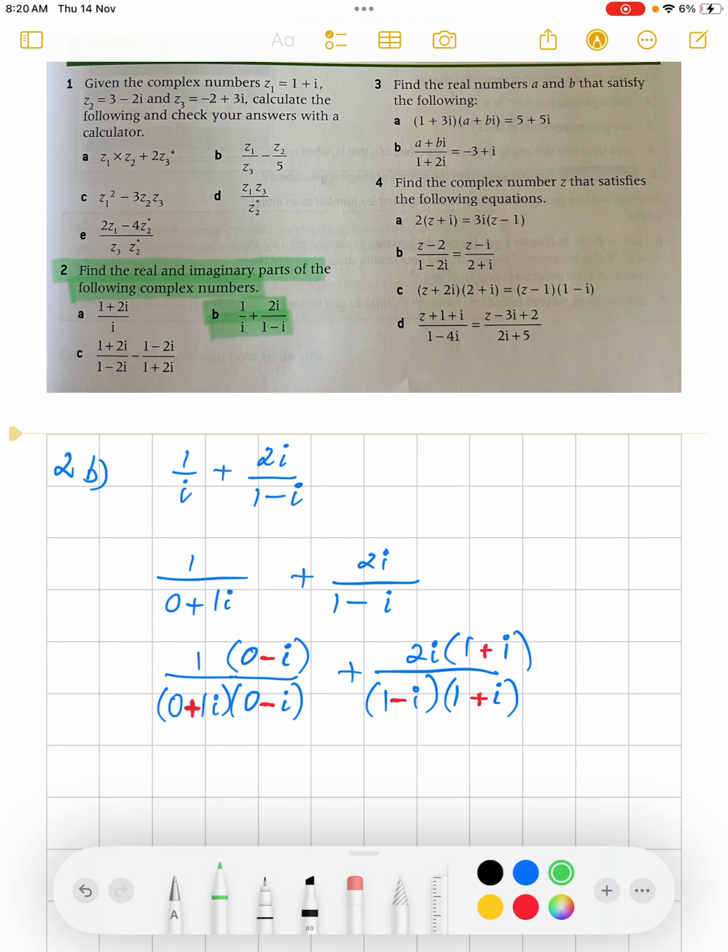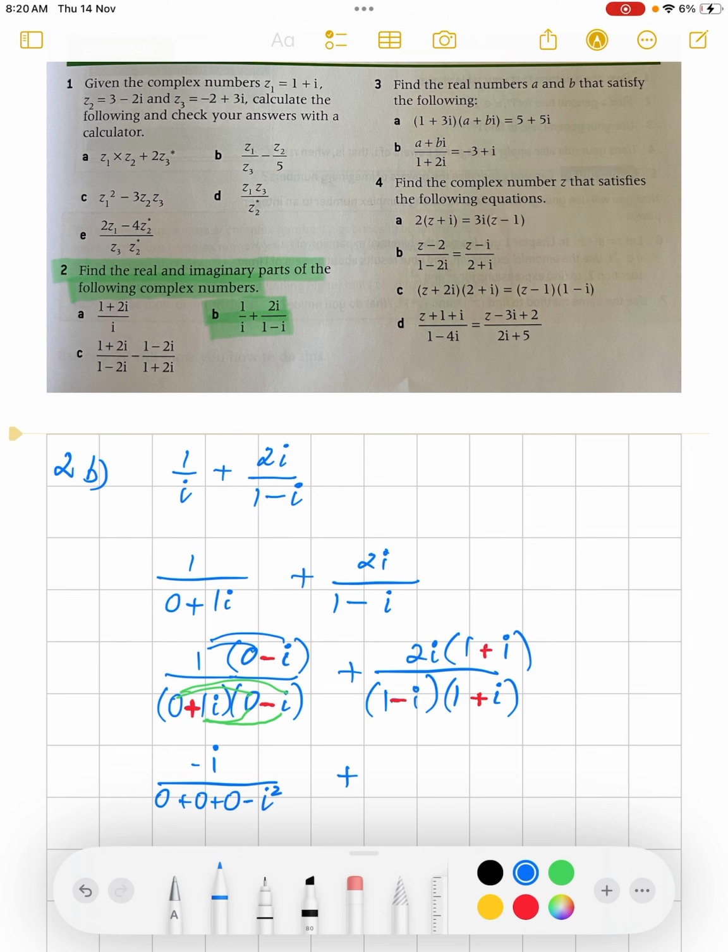Now we expand the top, and we've got just 0 minus i, so I'm just going to put a minus i. And the denominator, we've got a 0, we've got a 0, we've got a 0. So the first three terms is 0. And finally, we've got a positive 1i times negative 1i, which is a negative i squared.